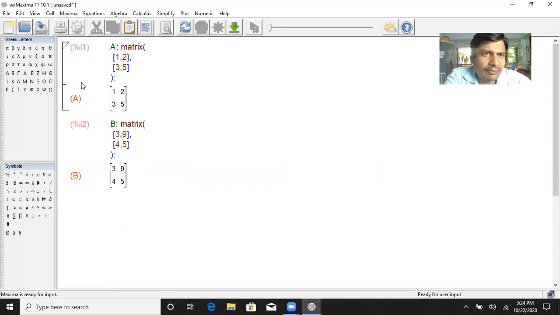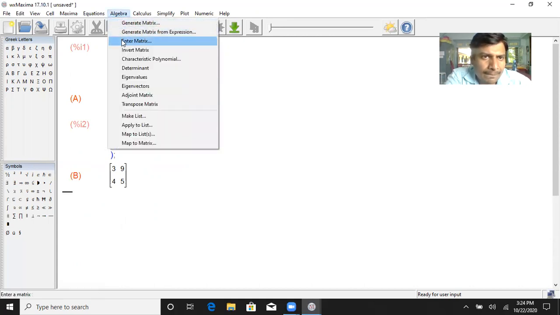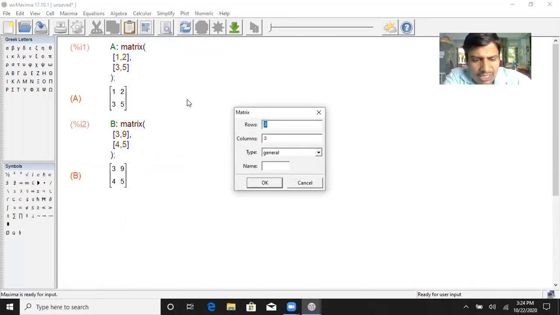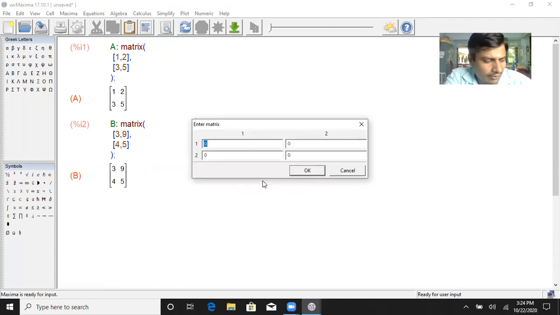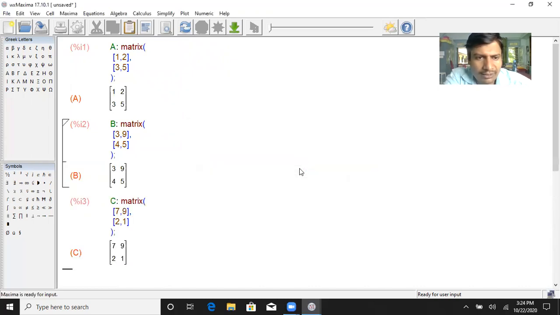Next go to another matrix, that is the C matrix. Enter the matrices, then 2 rows and 2 columns. The matrix name is C. Then okay. The C matrix is 7, 9, 2, 1. That is the C matrix 7, 9, 2, 1.